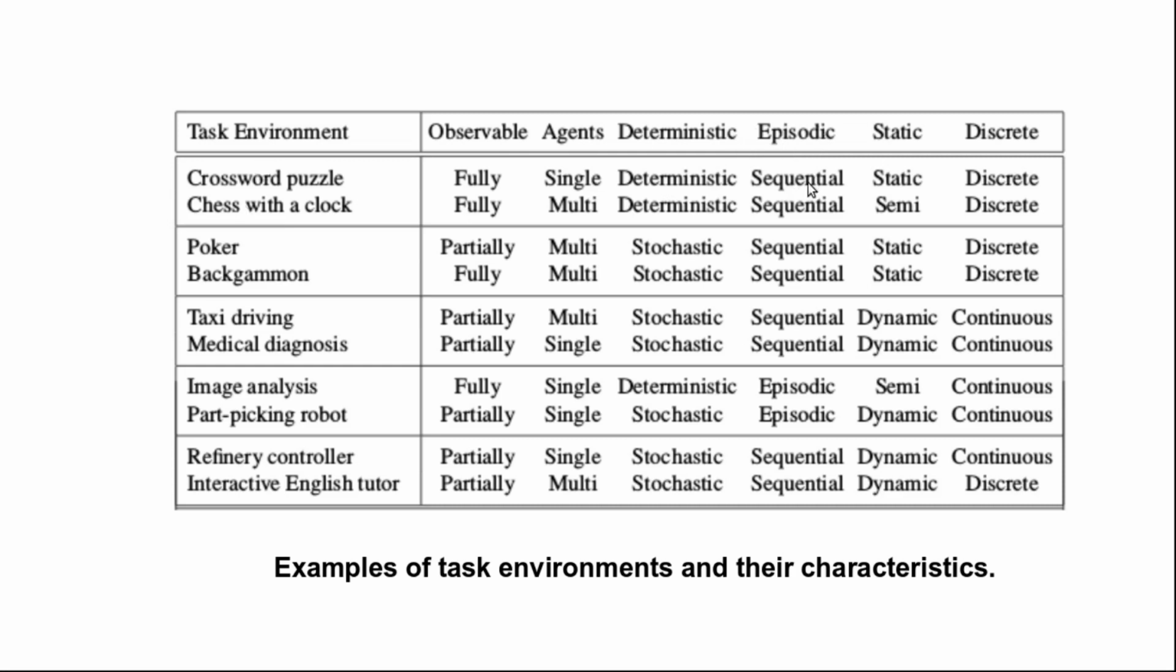It's also sequential because what word I put will affect what other words I can put in the next moves. It's static because as I am thinking about the next word, the state of the puzzle will not change. And it's discrete because it would have only a finite number of states. Similarly, the categories for other task environments are listed. You may go through it, and if you have any questions, you can ask during our question and answer session.